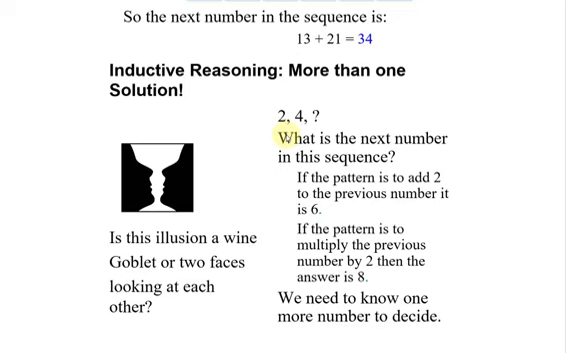In this case, we cannot really make a correct solution, because it could be anything. There could be more than one solution, because we don't have enough points, enough data. We need to know one more number to decide the correct pattern.